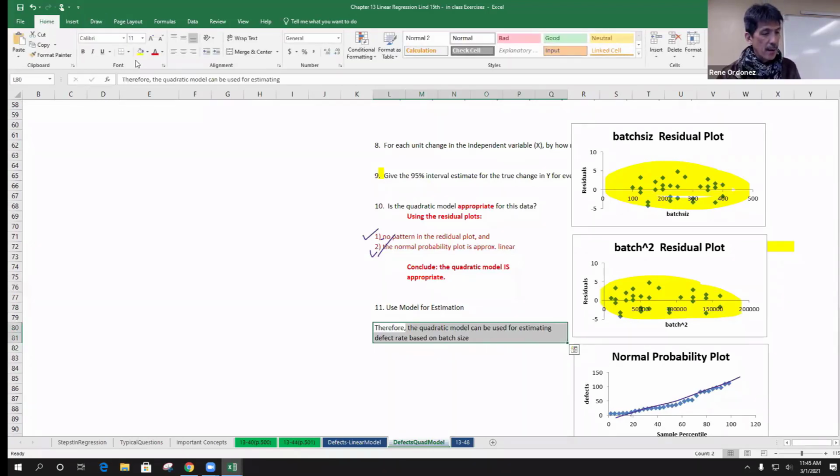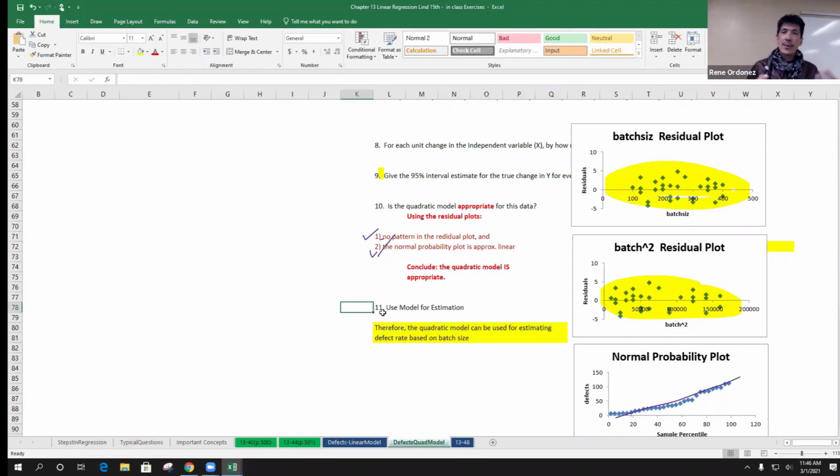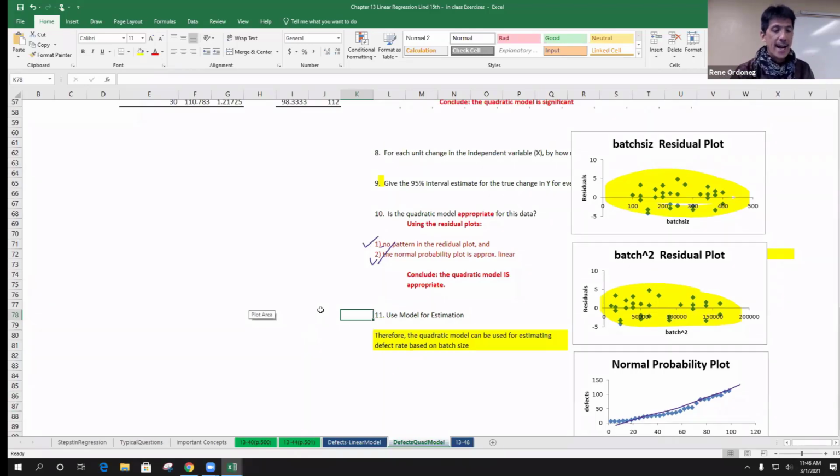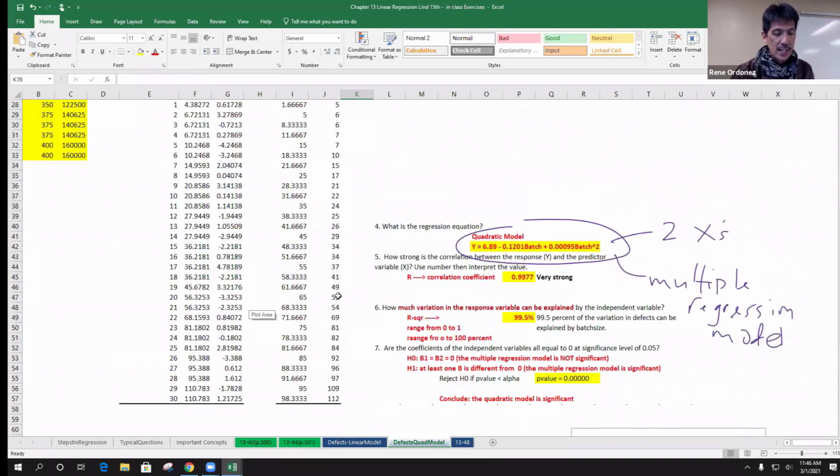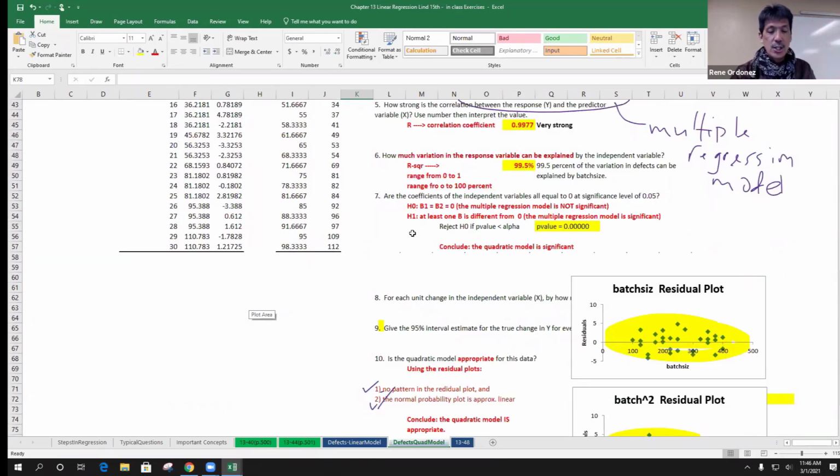So just to summarize, number 11 really is the reason why we perform regression and correlation analysis. And that is we use a model for predicting or estimating the value of a response variable or a variable of interest. We should use a model if and only if the model goes through these steps and is determined to be significant, and in addition to being significant, we would want that model to be appropriate.